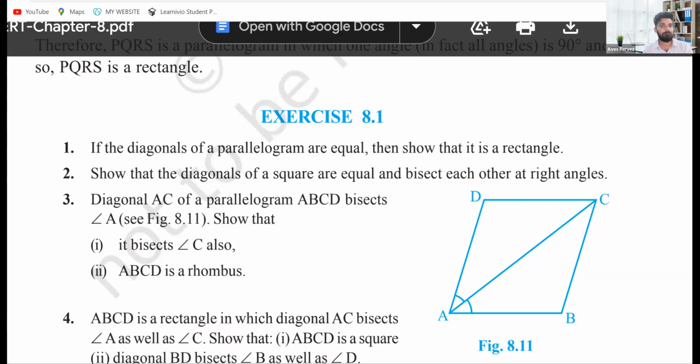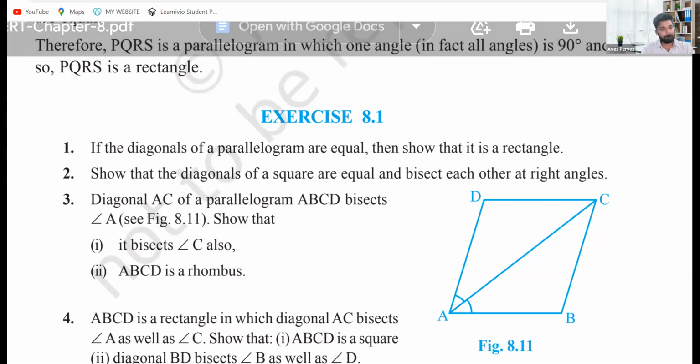Yes, I wrote the question, sir. You also, Alvina, noted? Yes, you have already noted. So what is being given to you?